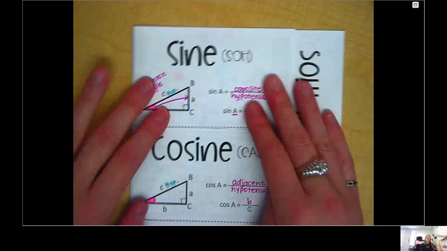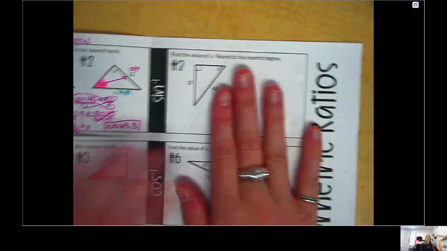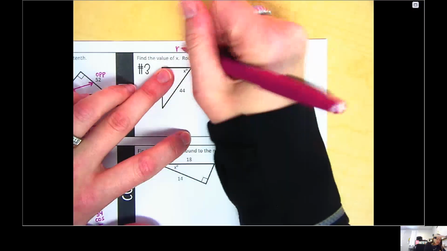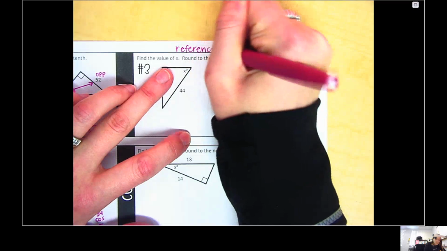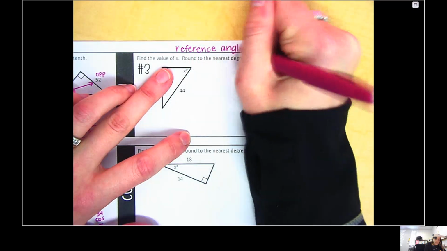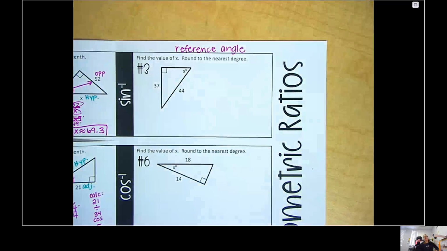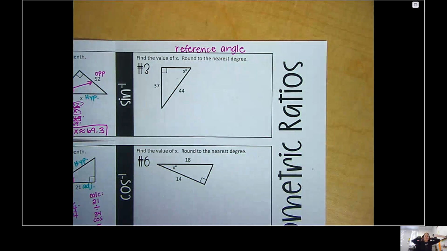So all the ones we did on the left side here, all of these we're solving for the side lengths, and now over here on the right, we're going to solve for the reference angle. So we're trying to find the reference angle. Now, because we're trying to find a different part of the triangle, we're going to push a different button on our calculators. However, we're still going to use the same ratios themselves.